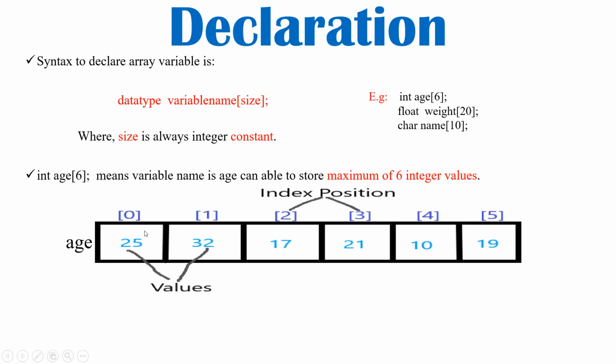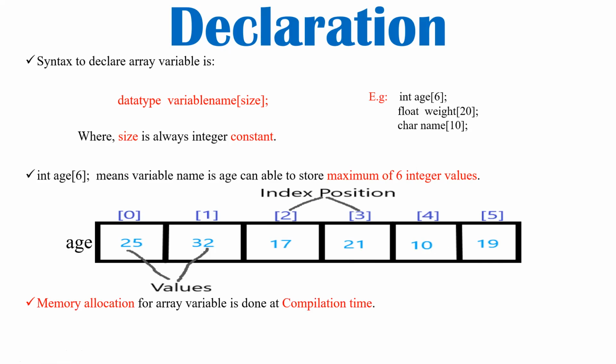Using that index, elements in an array are always stored in continuous memory locations. So the index is incremented by 1 because it is continuous memory allocation. Using that index, we can access the array value. So 0, 1, 2, 3, 4, 5 represent the index position of each element, and 25, 32, 17, 21, 10, 19 represent the values in that array.